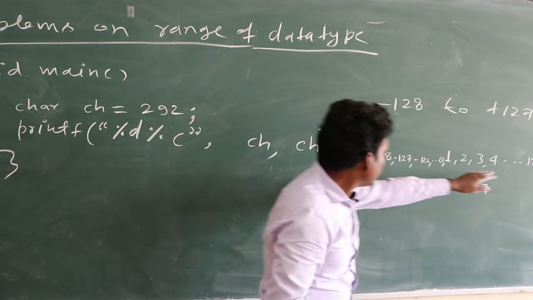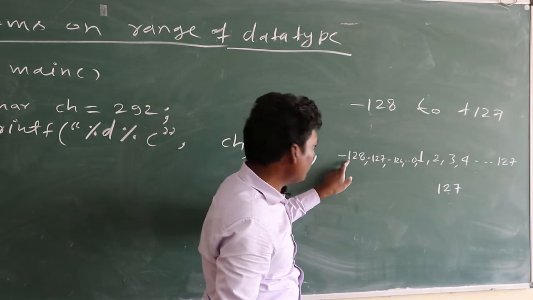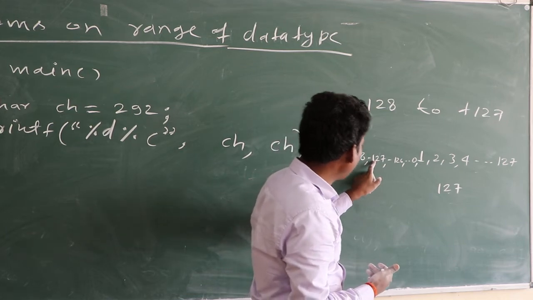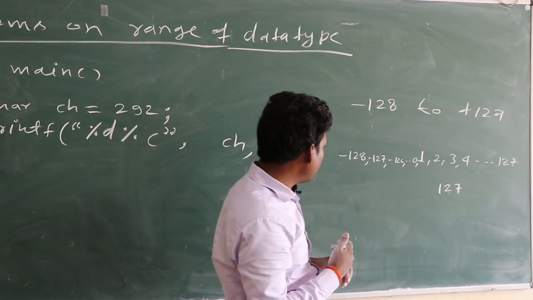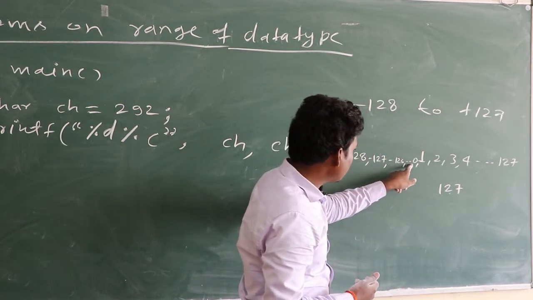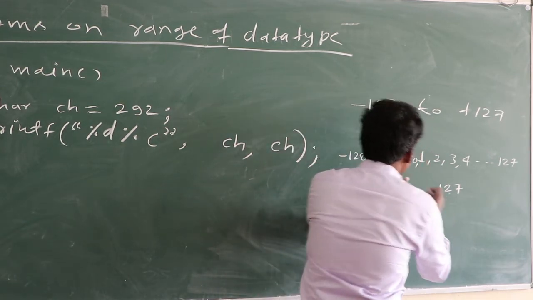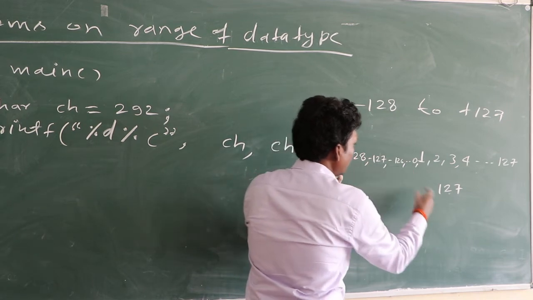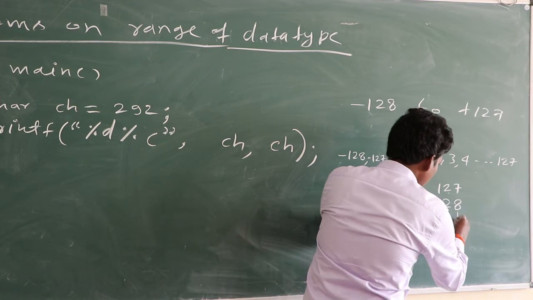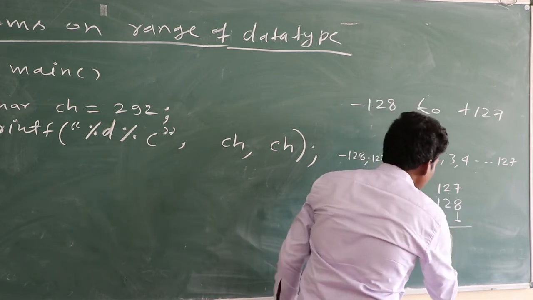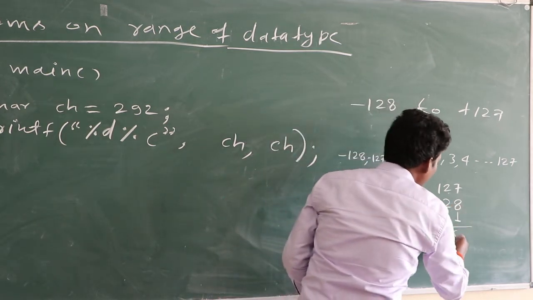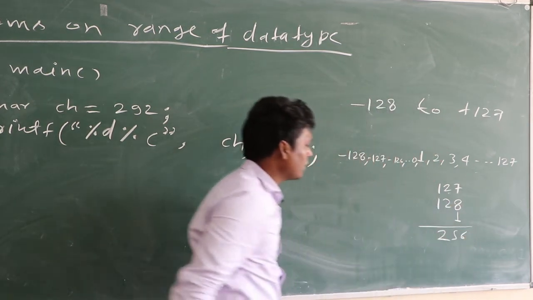So class, when you travel from 1 to 127, that is a total of 127 values. When you attempt to go after 127 plus, then the value will be -128. When you increment further, the value will be -127. When you increment further, the value will be -126, up to -1. So -128 to -1, the total is 128 values, and then 0, that is 1. The total for one complete cycle will be 256.